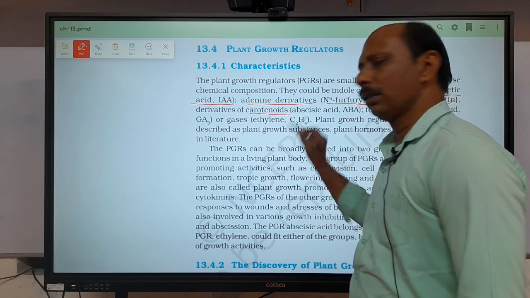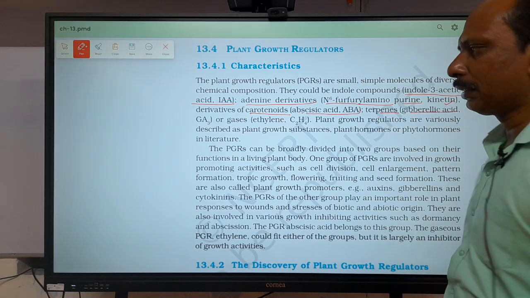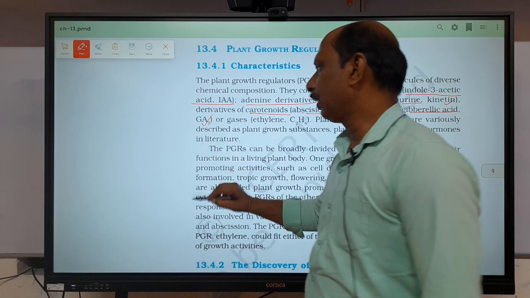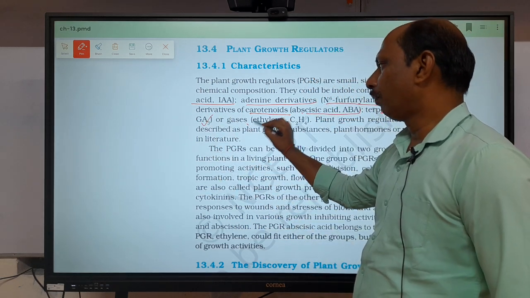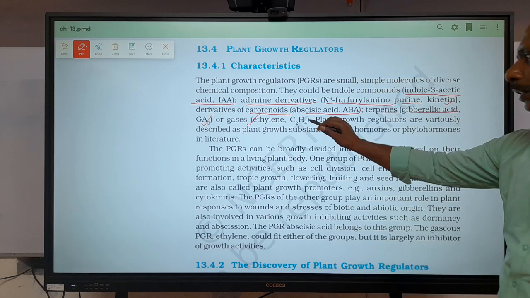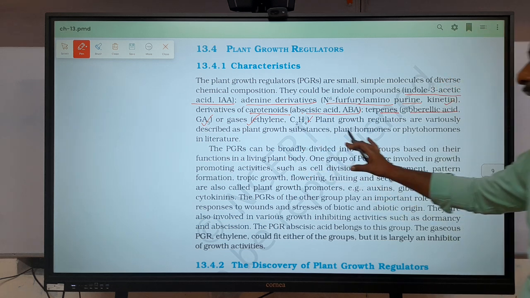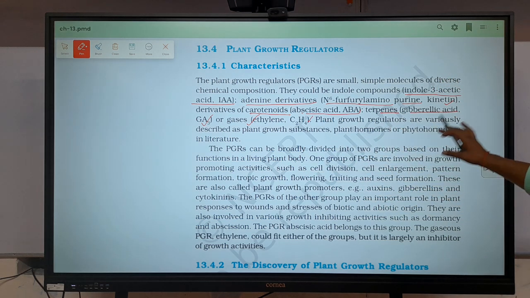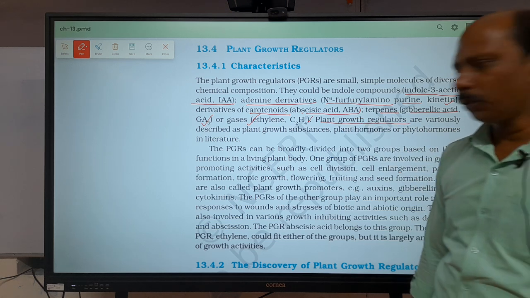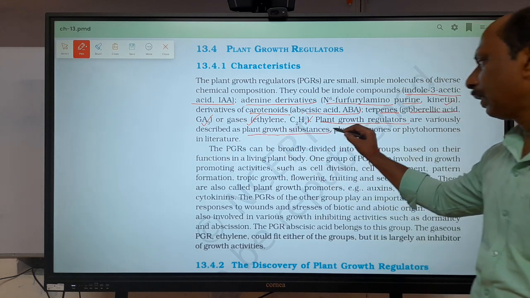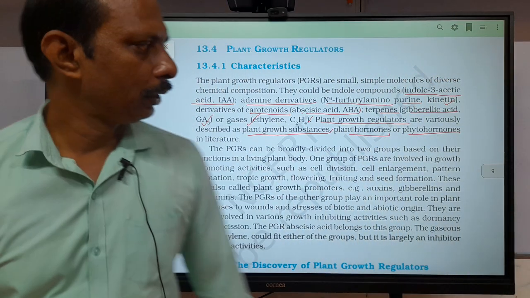Derivatives of carotenoids, as for example abscisic acid, ABA, terpenes, gibberellic acids, GA3, the first observed growth regulator, or it is in the form of gaseous ethylene, C2H4. Plant growth regulators are variously described as plant growth substances, plant hormones or phytohormones in literature. Look here, these PGRs are also described as plant growth substances, plant hormones or phytohormones. Phyto means plant, right?